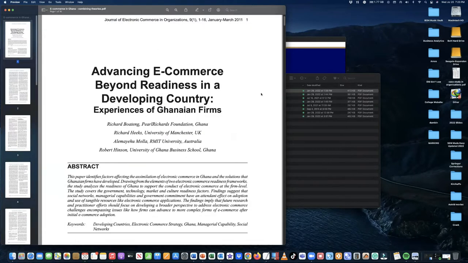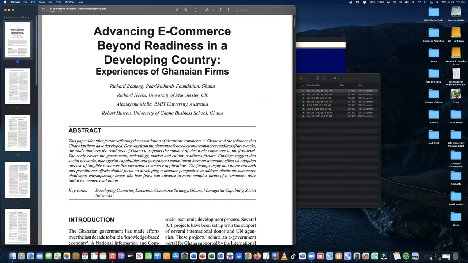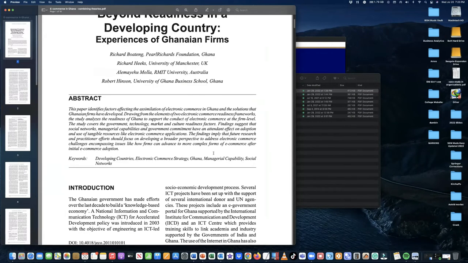So now we're looking at e-commerce readiness in a developing country. E-commerce readiness has to talk about how ready an organization and the country is. That means that the kind of study we are trying to do sits at the macro level. But we are looking at the experiences of Ghanaian firms, so we are not coming back at the micro level. The firm is at the micro level. Sometimes the micro level can be individuals, depending on how you conceptualize.